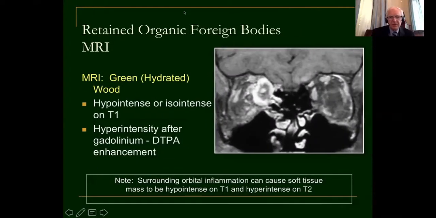MRI with retained organic foreign bodies. MRI shows green hydrated wood. It's iso-intense, but it begins to glow with gadolinium after inflammation sets in. So what you're looking for, if you can't pick it up the first time, don't give up, rescan them in a few days. You'll begin to show what's there.